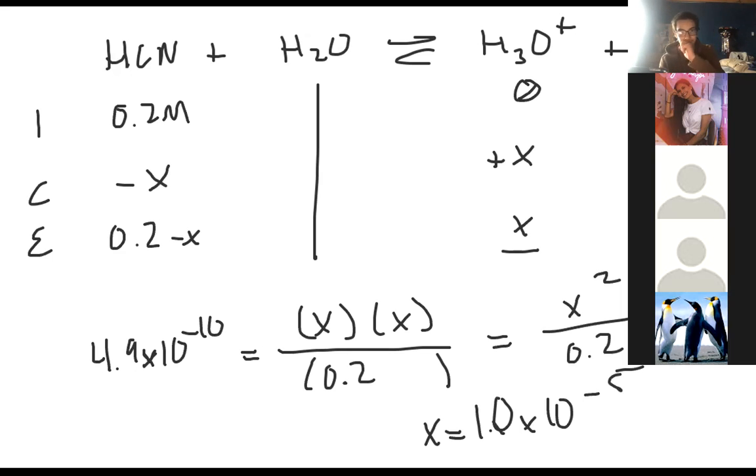So yeah. I think that's pretty cool. I think that was my prediction for how much we were going to lose. So now that we have X, we could solve for our H plus concentration and our CN minus concentration. We do that just by plugging in.